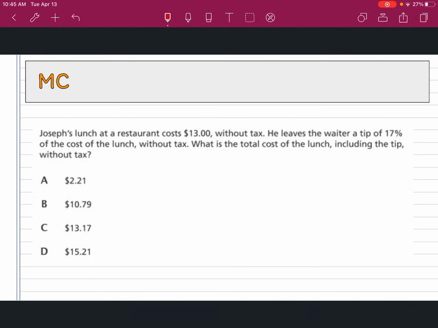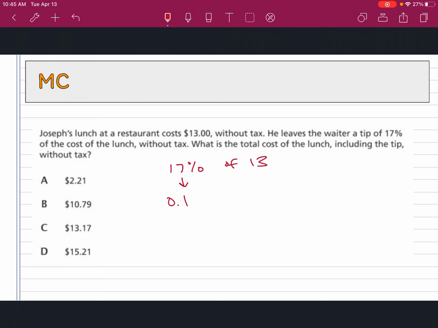Okay, here's a multiple choice question about tip. Joseph's lunch at a restaurant costs $13 without tax. He leaves the waiter a tip of 17% of the cost of the lunch without tax. What is the total cost of the lunch including the tip without tax? So again, you could have solved this two ways. We know we're finding 17% of 13.